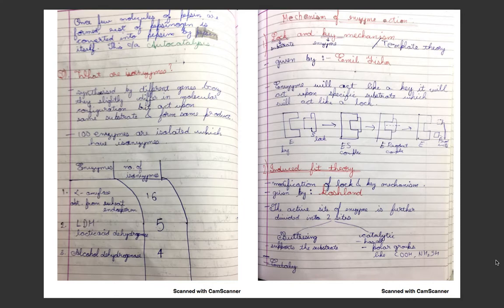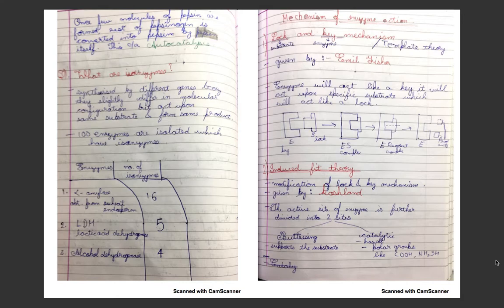Mechanism of enzyme action. Lock and key mechanism, or substrate lock and enzyme key, also known as template theory, given by Emil Fischer. Enzyme will act like a key. It will act upon a specific substrate, which will act as a lock. Now, induced fit theory, a modification of the lock and key mechanism, given by Koshland.